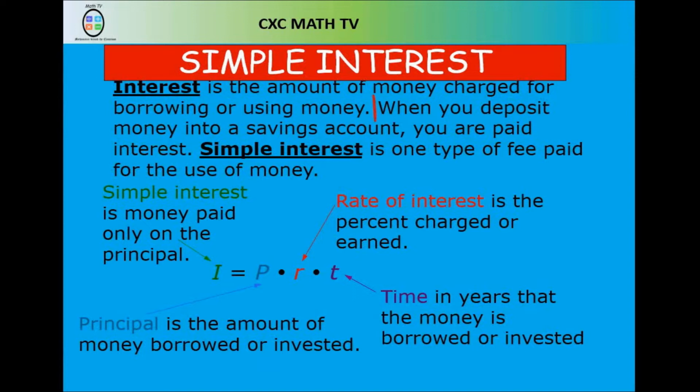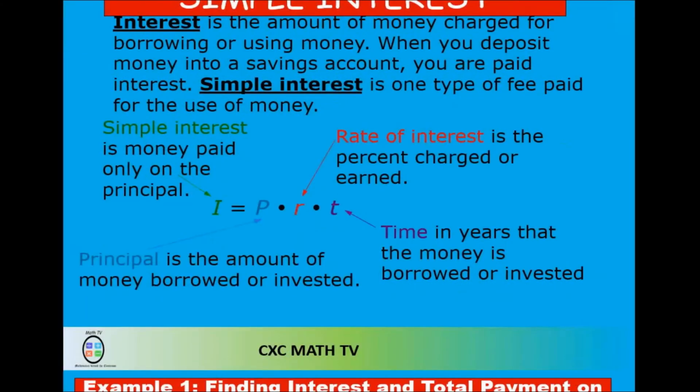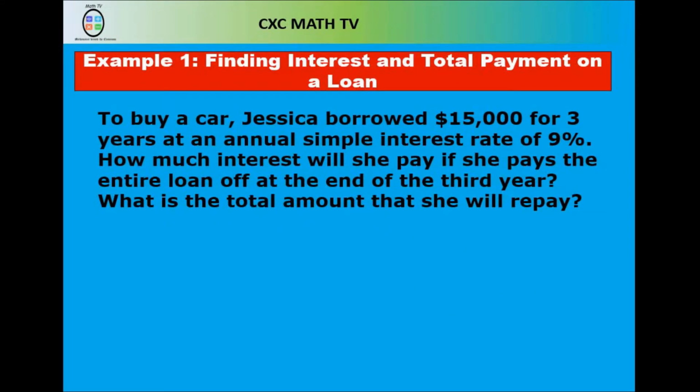Please know this formula. I equals P times R times T. The dot just means times, okay? Please remember the dot means times. So that's all you need to know. So let's see how we're going to use it in an example.